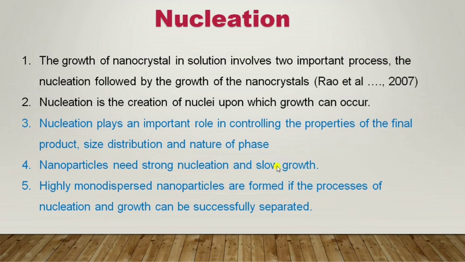Again, nucleation plays an important role in controlling the properties of the final product, its size distribution and its phase. To get smaller size nanoparticles, a strong nucleation is needed and the growth of those particles should be slow. Highly monodispersed nanoparticles are formed if the process of nucleation and growth can be controlled successfully.